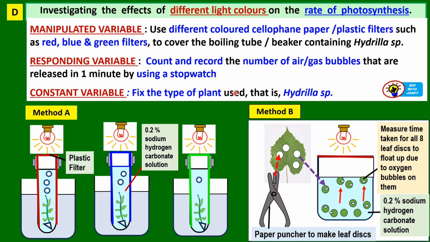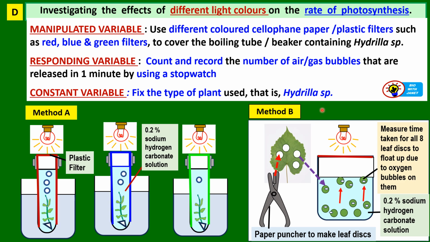Write complete answers. Constant variable is the concentration of the sodium hydrogen carbonate solution, and you can fix the concentration of the sodium hydrogen carbonate solution at 0.2%. That is your method to handle the constant variable. Okay, always have a value there. That's certain to get the mark for that.